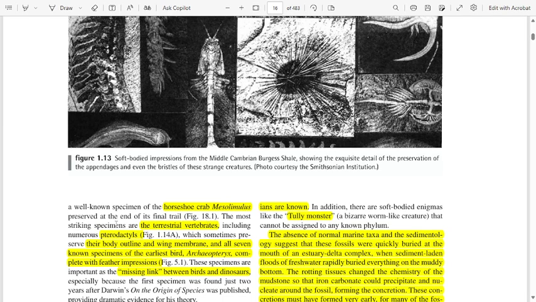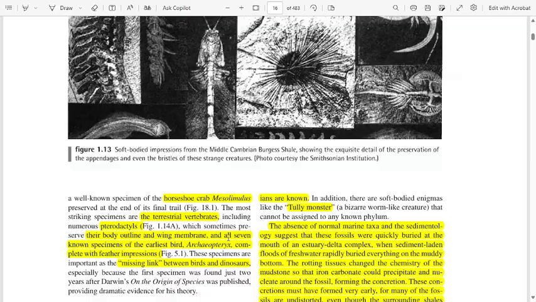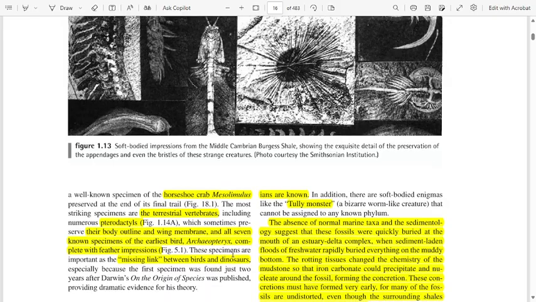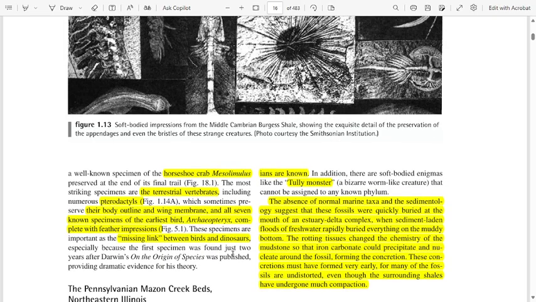The most striking specimens are the terrestrial vertebrates, including numerous pterodactyls, which sometimes preserve their body outline and wing membrane, and all seven known specimens of the bird Archaeopteryx, complete with feather impressions. These specimens are important as the missing link between birds and dinosaurs, especially because the first specimen was found just 2 years after Darwin's On the Origin of Species was published, providing dramatic evidence for his theory.